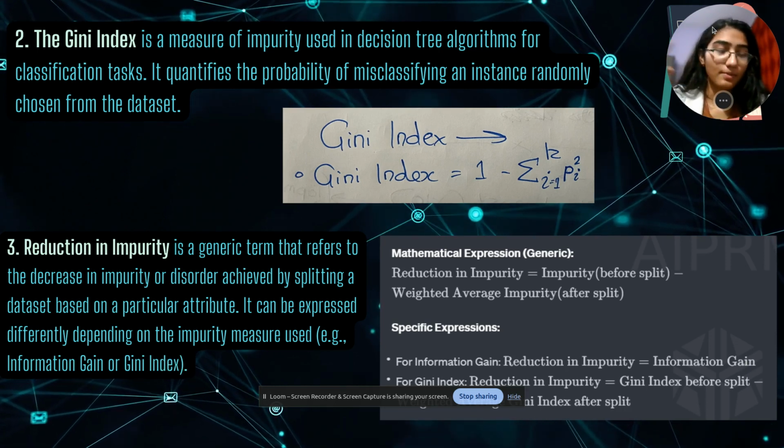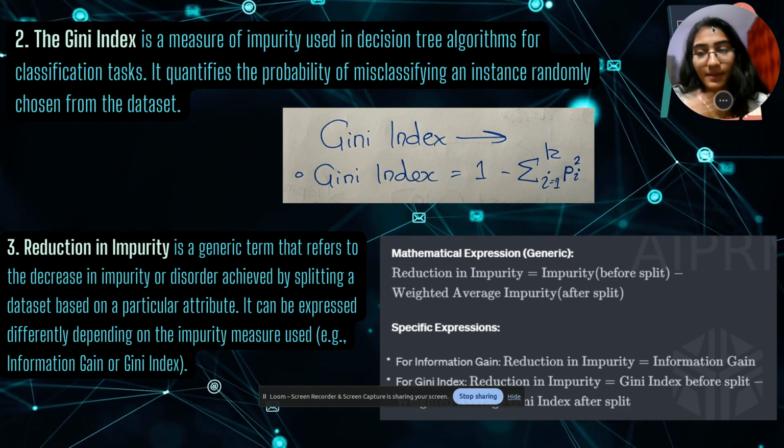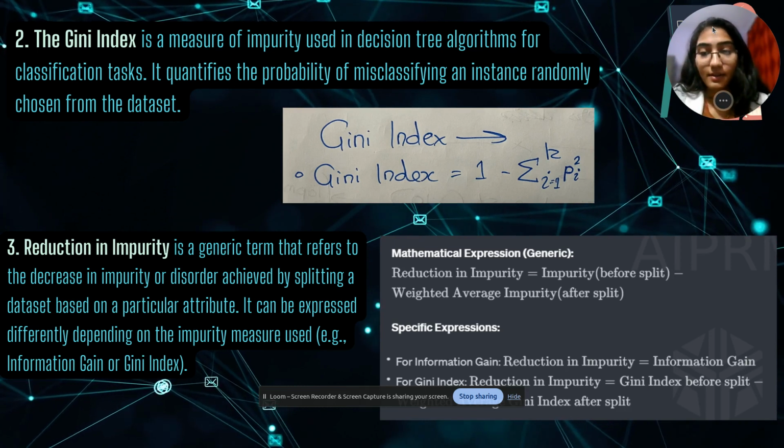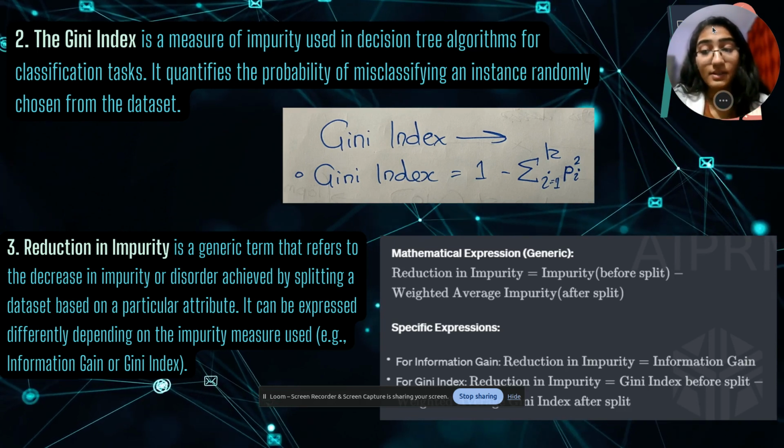Okay, Pi is the probability for that particular attribute. Next is reduction in impurity. It is a generic term that refers to the decrease in impurity or disorder achieved by splitting a data set based on a particular attribute. It can be expressed differently depending upon the impurity measure, which can be either information gain or Gini index.